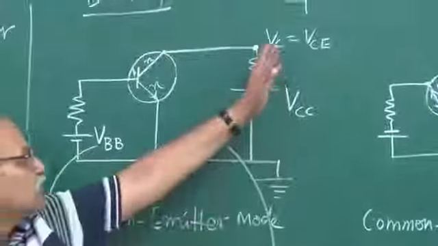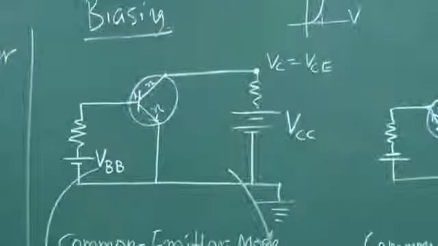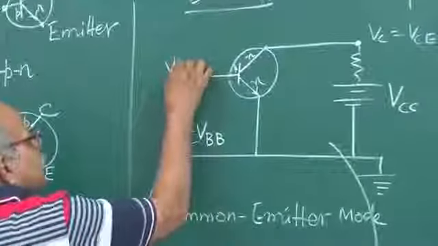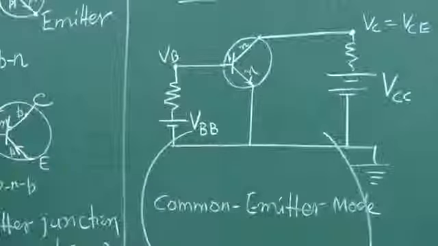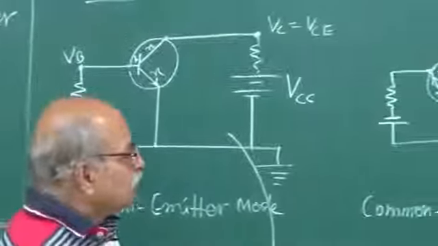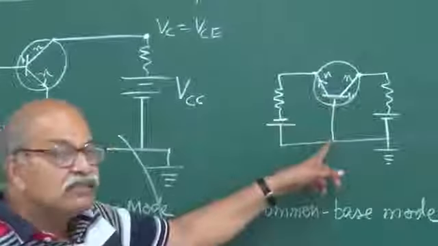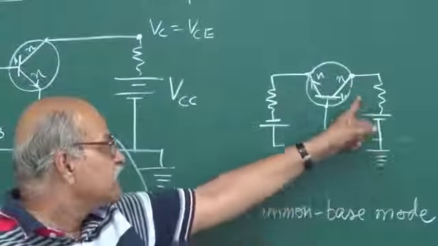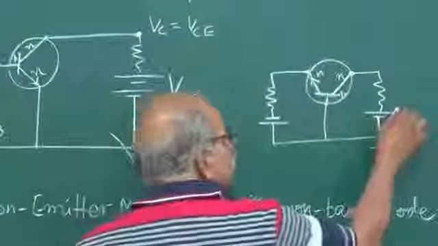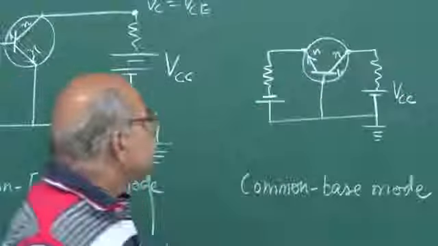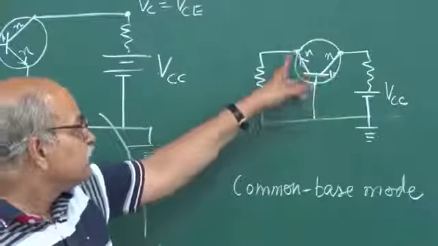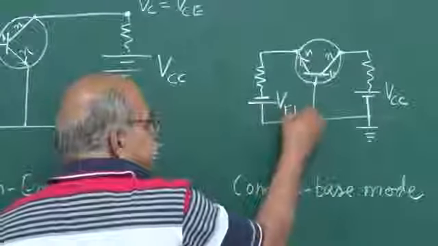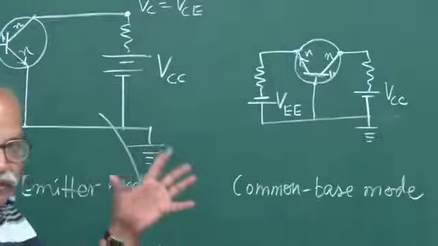Normally people do not use this, normally people use this, and similarly VB will mean the potential here, this will be written as VB. So these are the kind of symbols. Here, the base is common, so we won't write B here or here, and this side is collector, so this will be written as VCC. Whereas this is emitter here, so this voltage difference is written as VEE. So they are just nomenclatures.